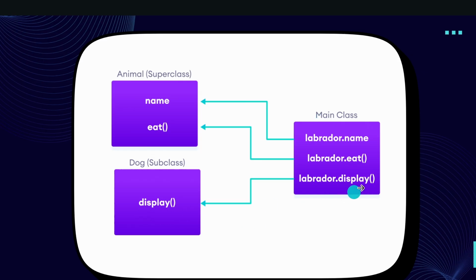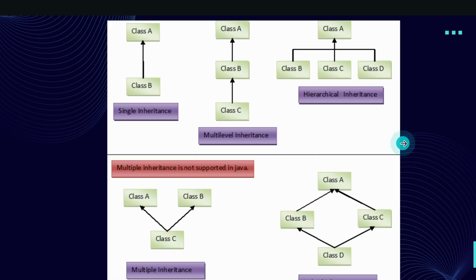For this purpose, you just need to create an object of this dog. That's it. You just need to create the dog. You need to extend this dog to animal. That's it. Your job is done.